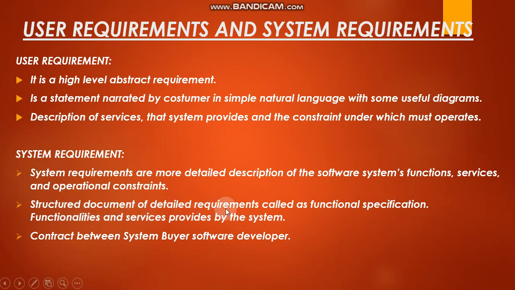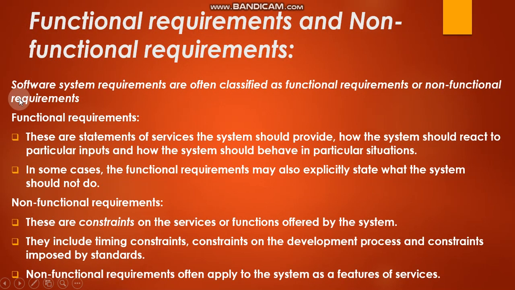A structured document of detailed requirements is called a functional specification, covering the functionalities and services provided by the system. Now, what is a functional specification? In system engineering and software development, it is a document that specifies the functions that a system or component must perform. It is a contract between the system buyer and the software developer. And software system requirements are often classified as functional requirements or non-functional requirements.